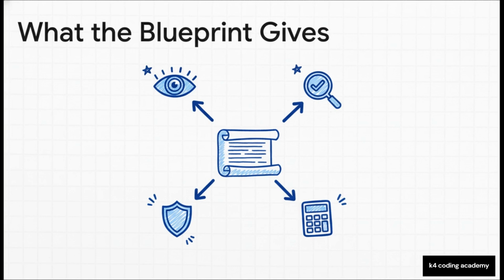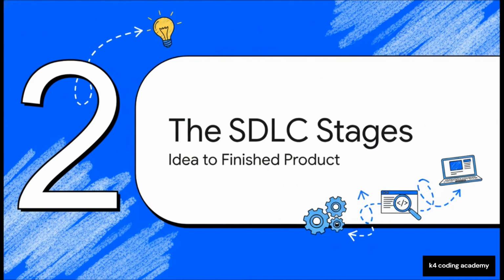And this blueprint directly tackles the chaos we were just talking about. It provides visibility, so everybody from the investors to the developers knows what's going on. It forces teams to build quality control in from the very start, not just tack it on at the end. It helps manage risk by spotting potential problems early, and that leads to much more accurate estimates for both time and money.